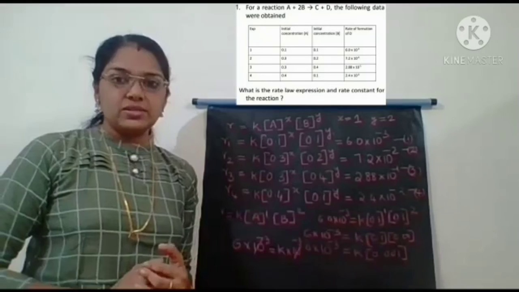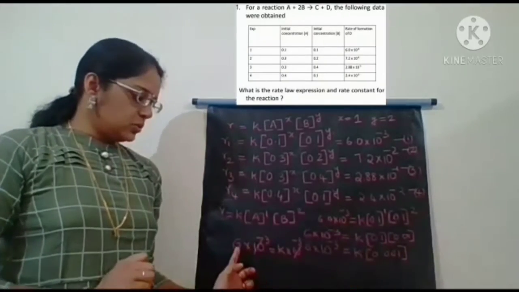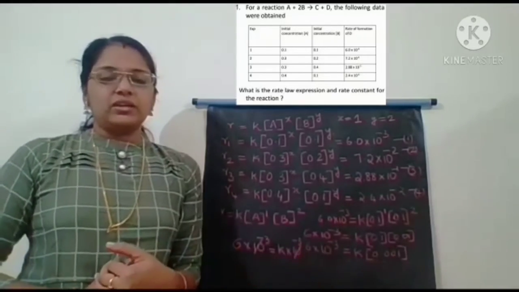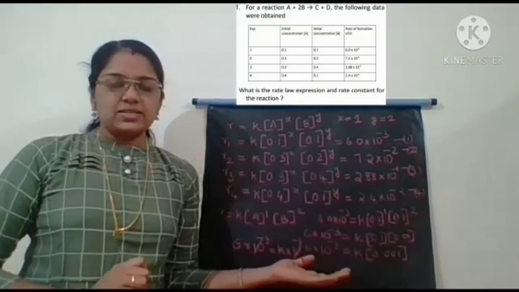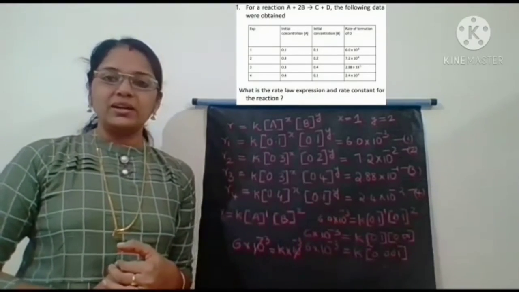Again 0.001 means it is 10^-3. So we can cancel 10^-3 on both sides. So K becomes 6. So in this way we can find the rate constant of the reaction as well as the rate law expression and order of the reaction from the experimental data.